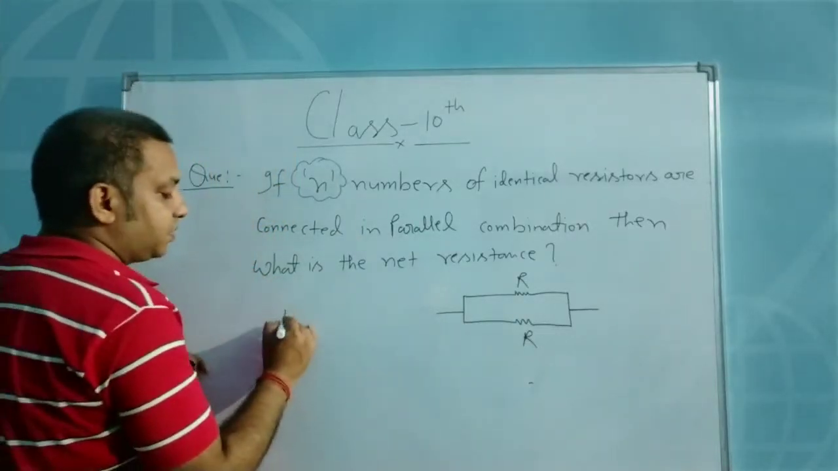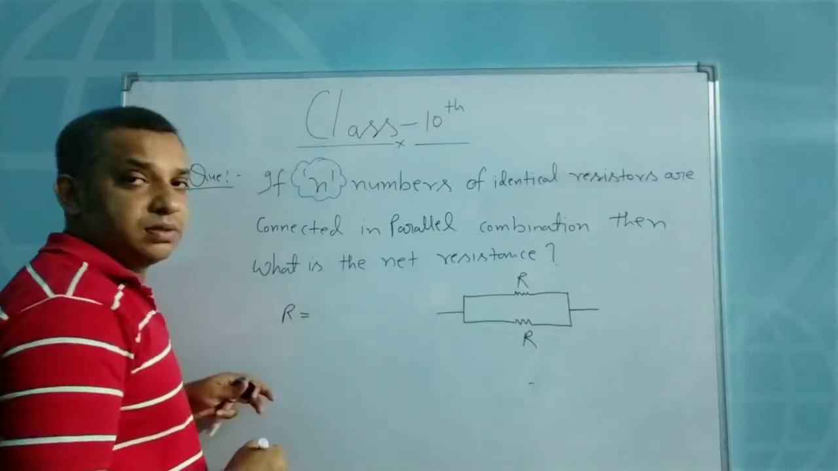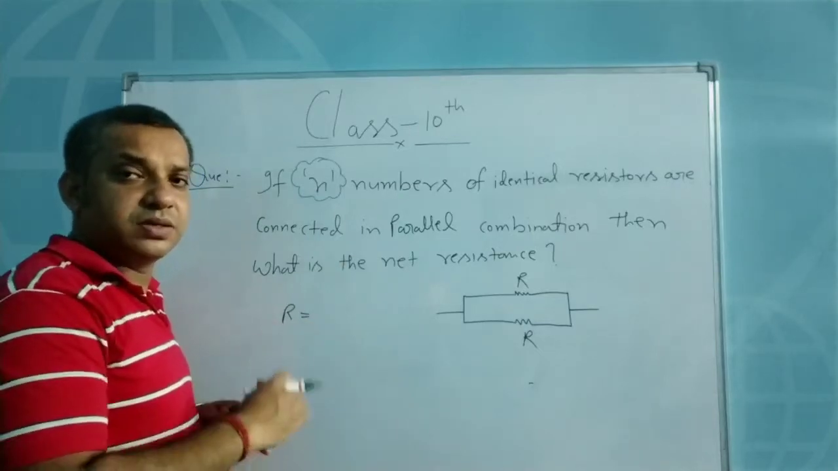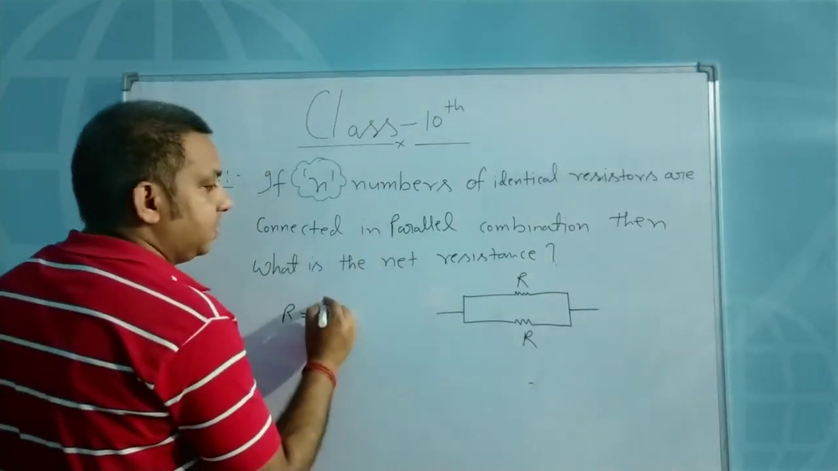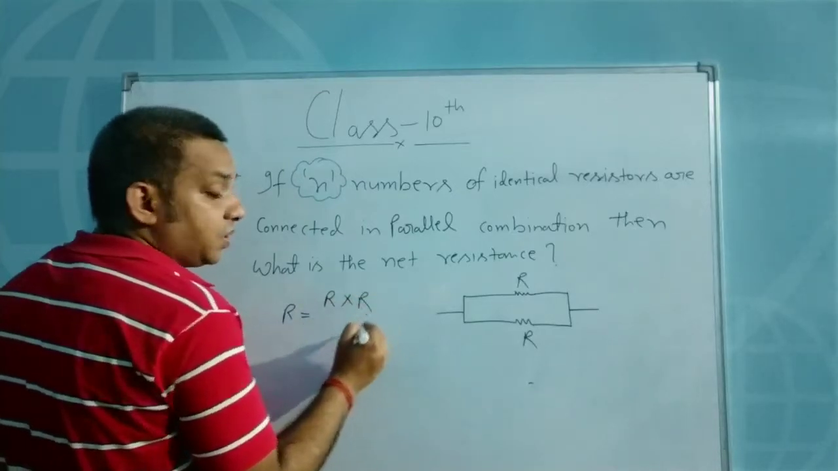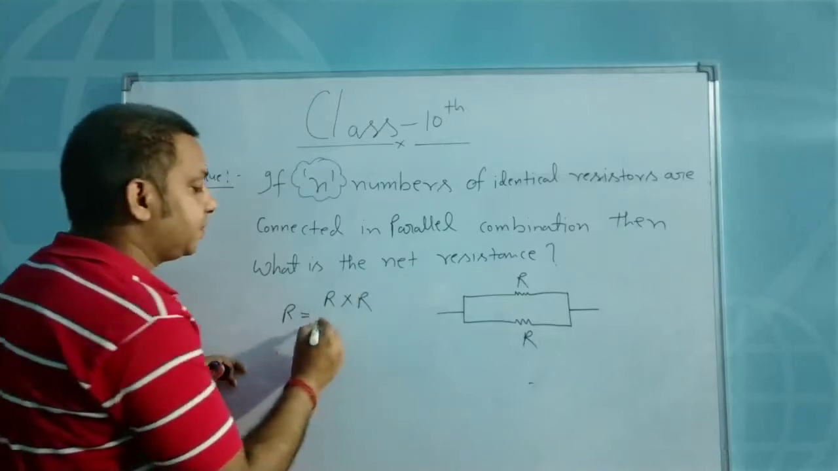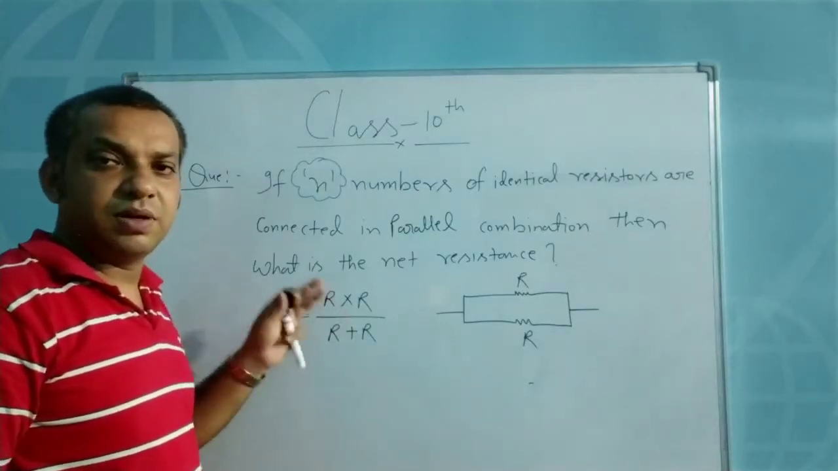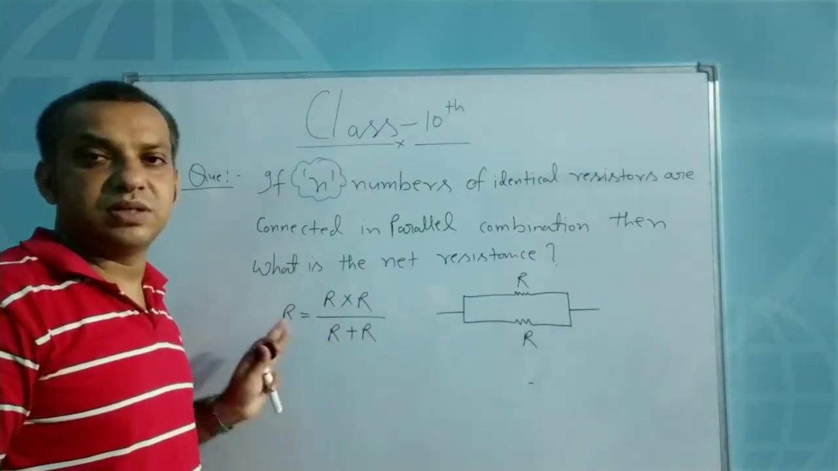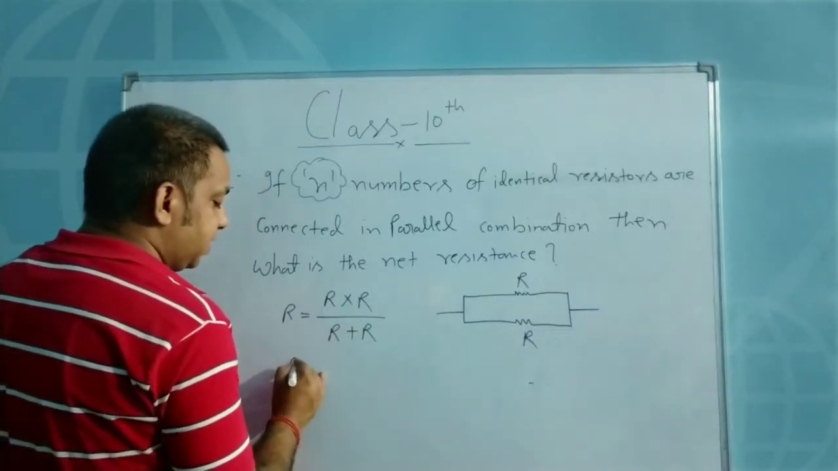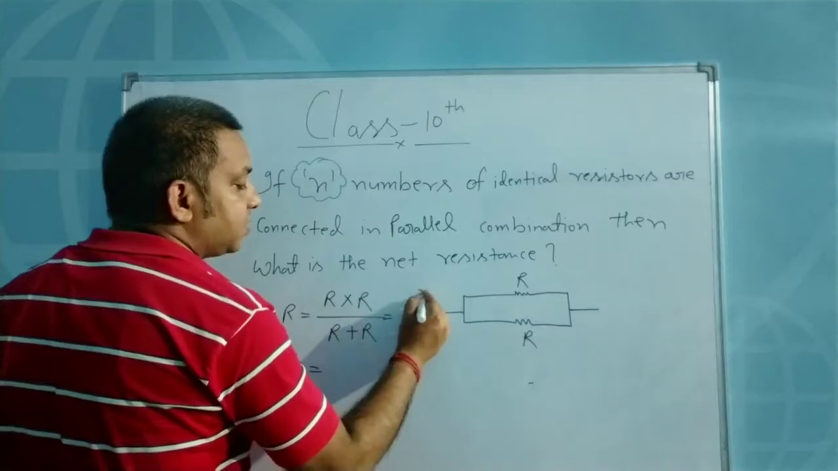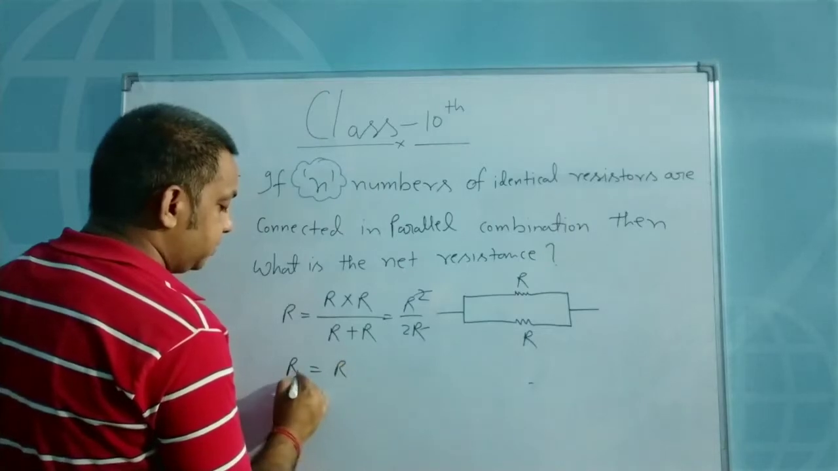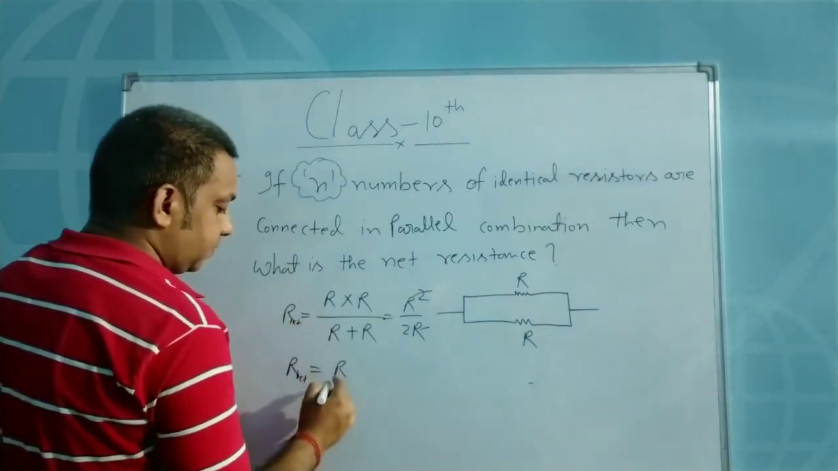So when you simplify, what is the formula for the parallel combination? Either you will apply 1 upon R net is equal to 1 upon R1 plus 1 upon R2, or in the simplified form, R net is equal to R1 R2 upon R1 plus R2. So here you will write R1 into R2, because both are R, that is why I am writing R into R, divided by R1 plus R2. Clear? Both are the same. So after simplification, that becomes R square divided by 2R. One R gets cancelled out, you will get R net is equal to R by 2.